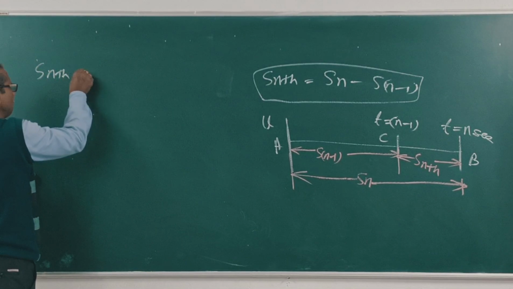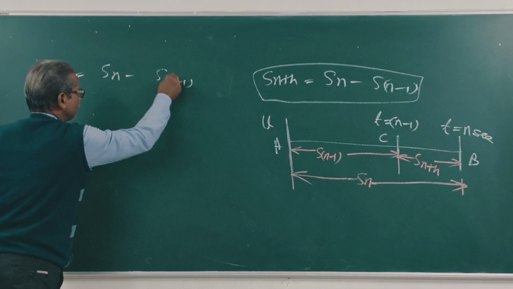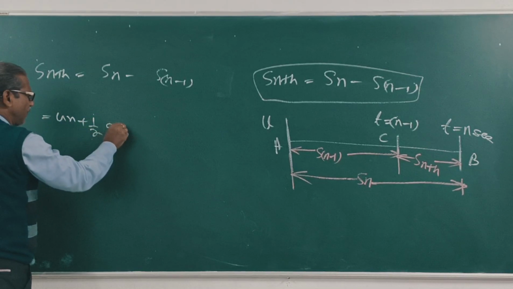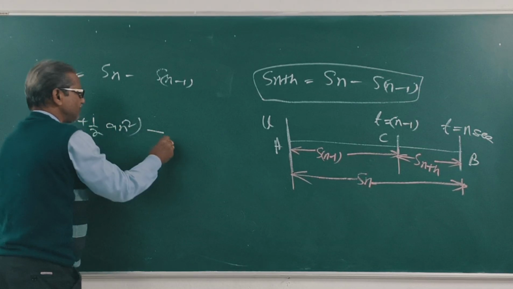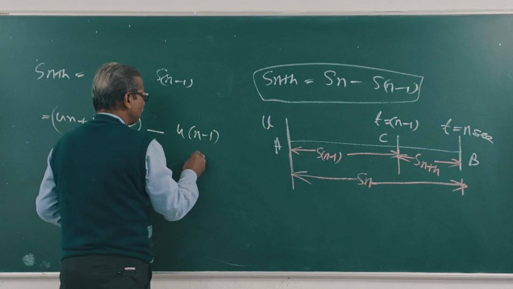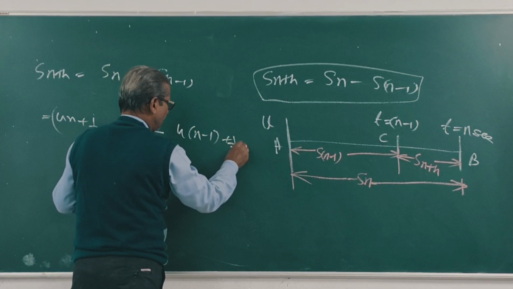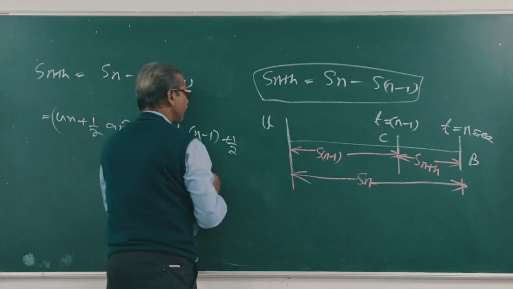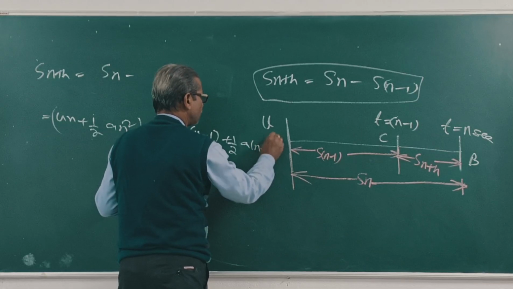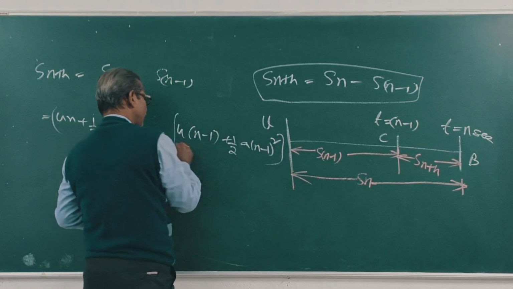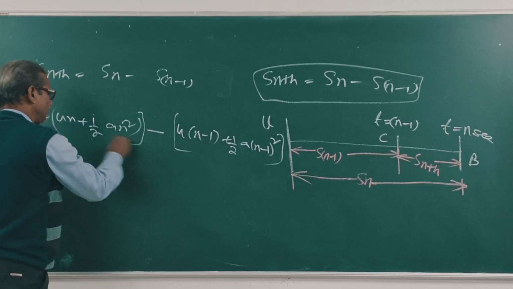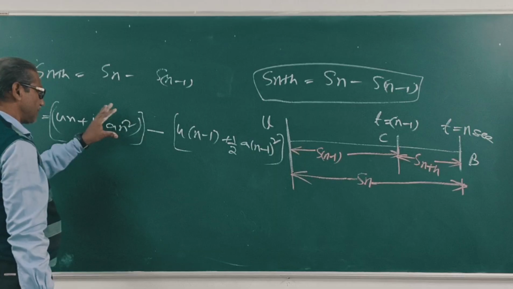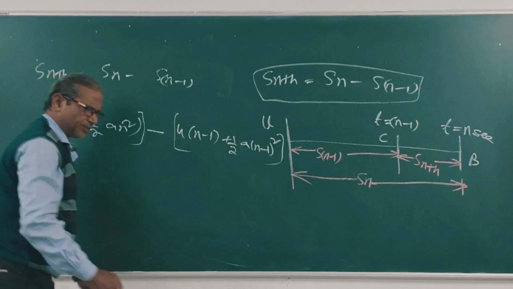Snth is equal to Sn minus Sn minus 1. Right? What is Sn? un plus half n square minus un minus 1 plus half a into n minus 1 square. Clear? This is Sn, this is n minus 1. That may be some wrong, so again I repeat this. Sn minus 1.